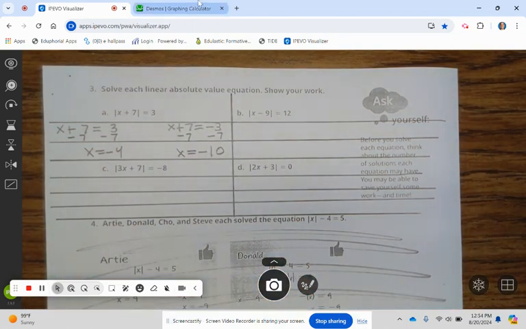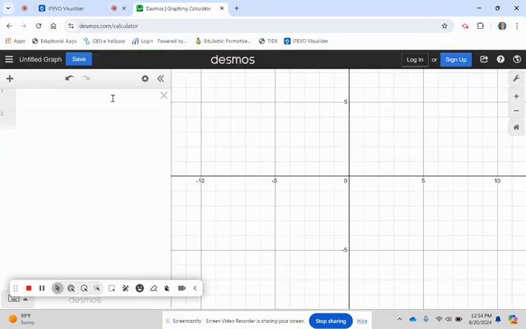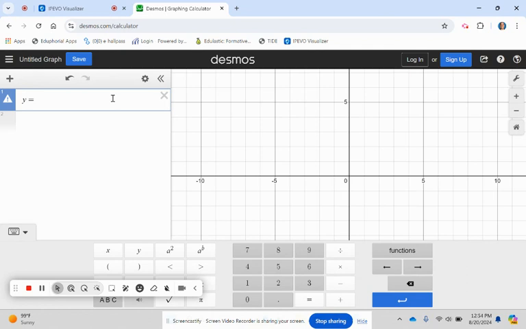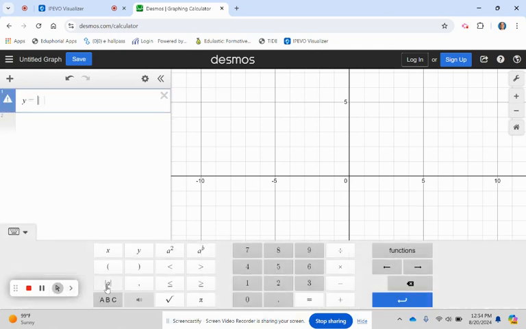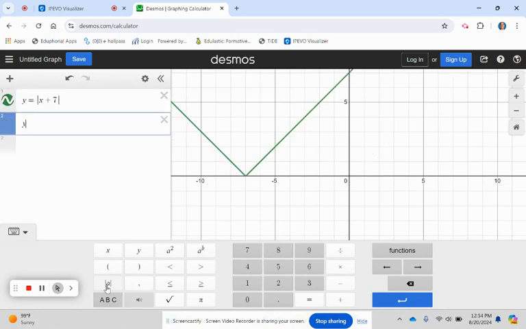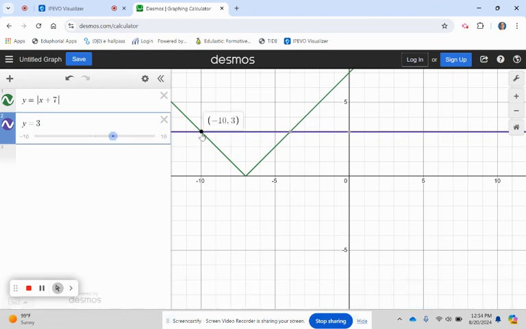Alright, let's go ahead and use Desmos. So y equals the absolute value of x plus 7, and y equals 3. We click on the points of intersection, we want the x values. So x equals negative 10, x equals negative 4.